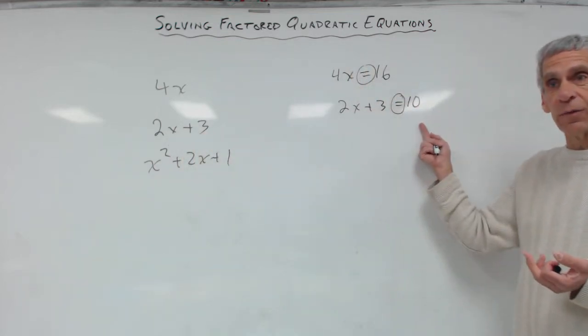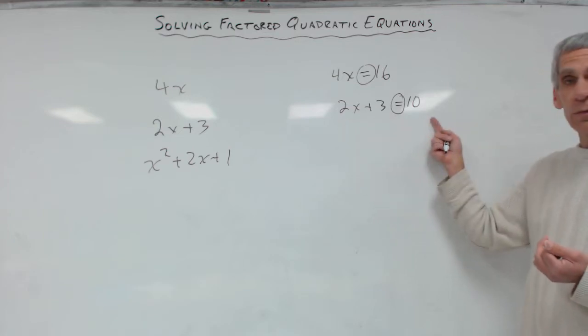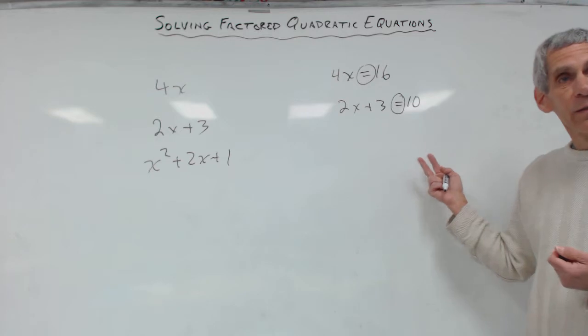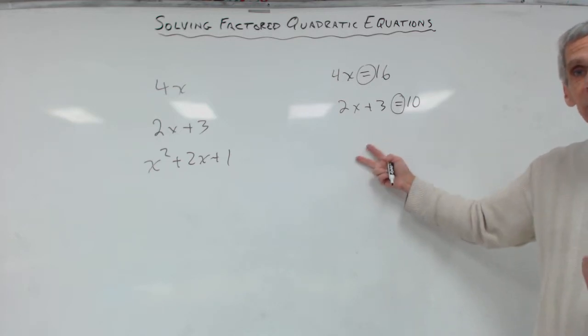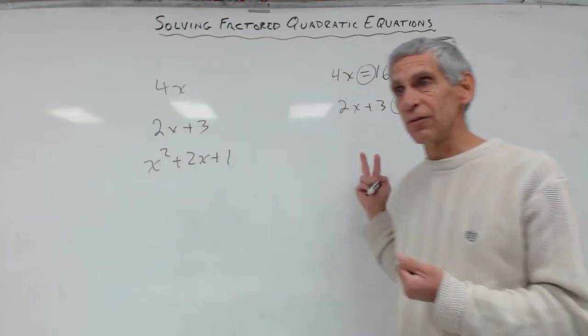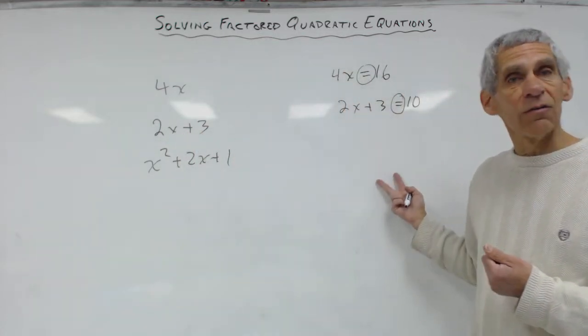Here, though, I can solve it, right? I subtract 3 from both sides. I get 2x equals 7, divided by 2, I get 7 halves, right? And that's my answer. I know x is 7 halves. Here, x could be anything. I don't know what it is, right? You see the difference?